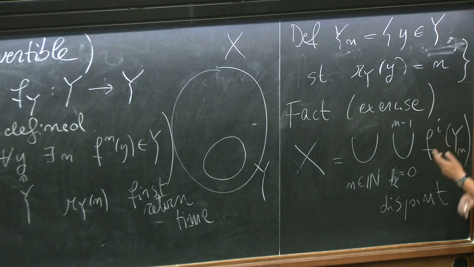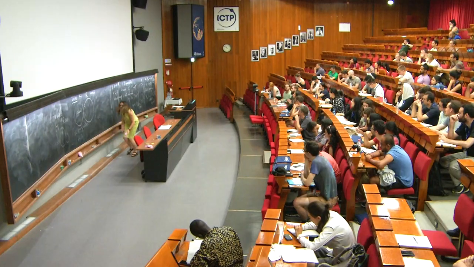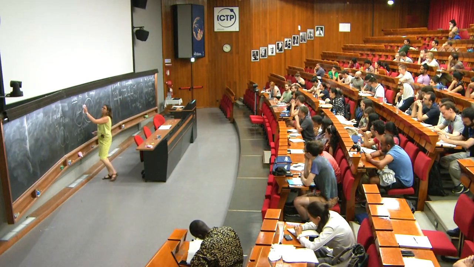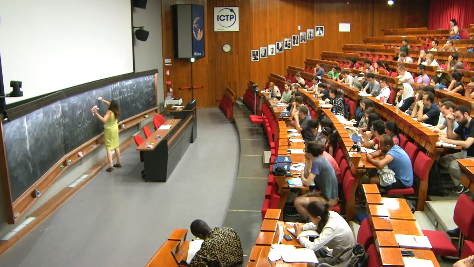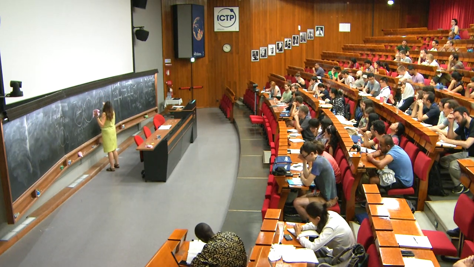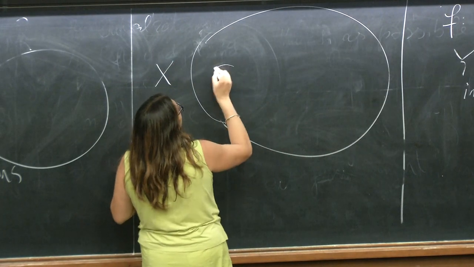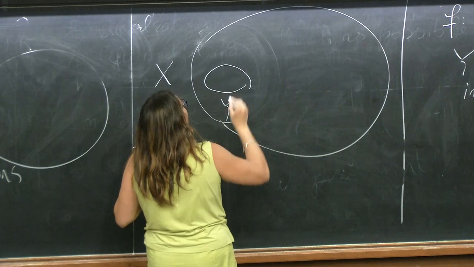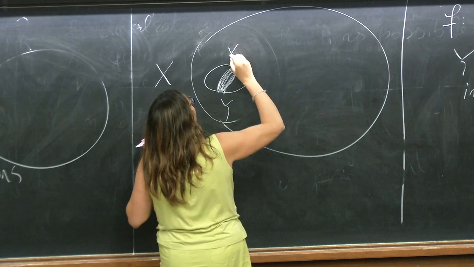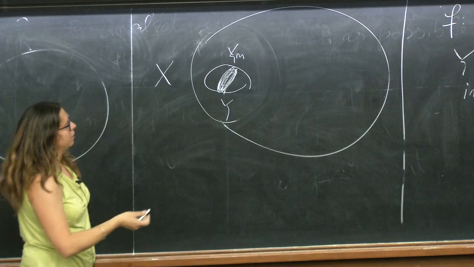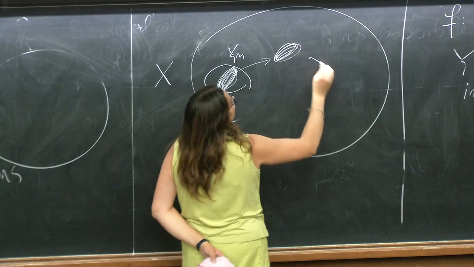So let me show you the picture. Let me draw first my space X, maybe very big. And then you have Y. And then I look at some portion of Y which comes back in time n. This means that it will go out.